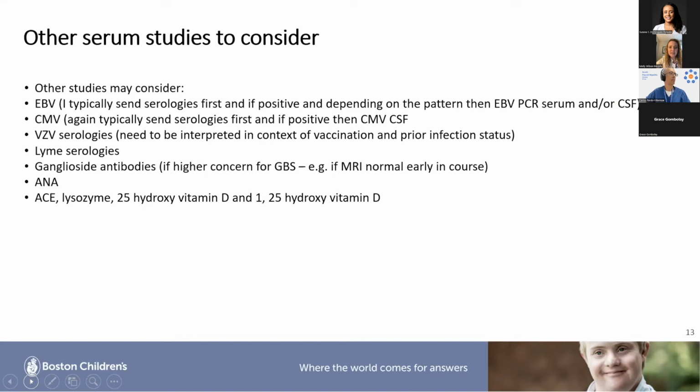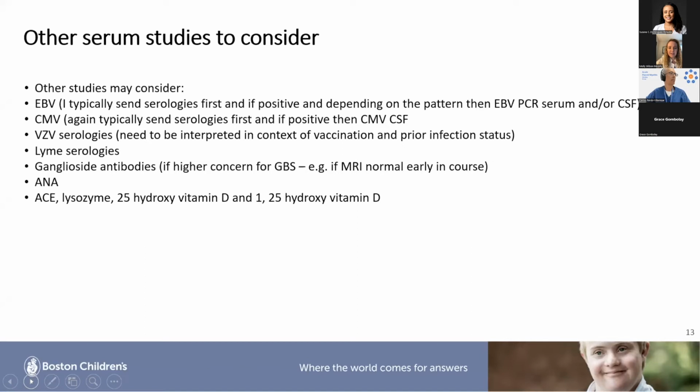Other serum studies to consider, that I typically will consider as a stage 2 of my workup, are EBV. I usually send the serologies first, and if those are positive, depending on the pattern of those, then I'll think about EBV PCR from the serum or the CSF, with the thought in mind that CSF is often quite valuable, and pre-IVIG serum is also valuable, and so the tiered testing sometimes helps. Same thing with CMV. VZV serologies in some cases, but those of course need to be interpreted in the context of many patients these days having been vaccinated, and older populations' prior infection status.